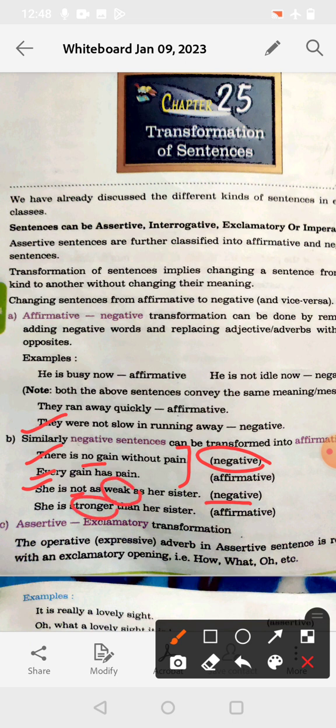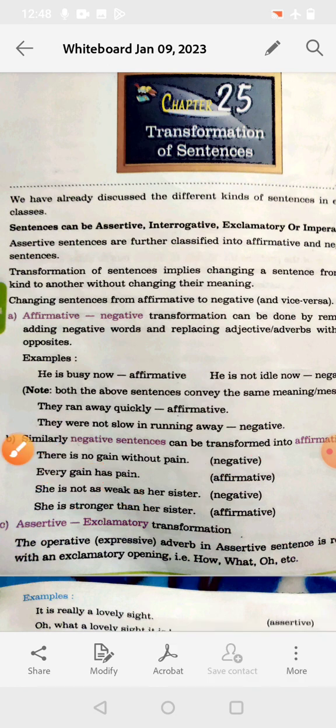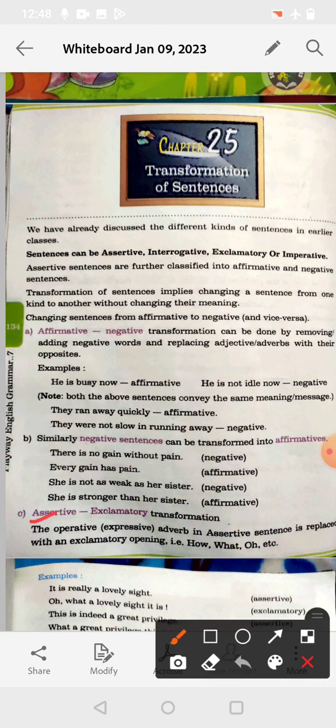So we can do it like this: she is stronger than her sister. Right, student? Now we are going to change assertive to exclamatory. Right? So, what are exclamatory sentences? A sentence that expresses sudden and strong feeling. Okay, that is called an exclamatory sentence. Right? Like the feeling of pity, shame, happiness, wonder, etc.